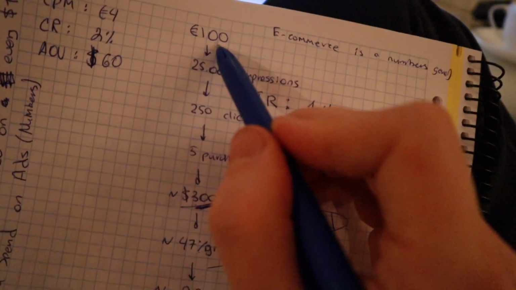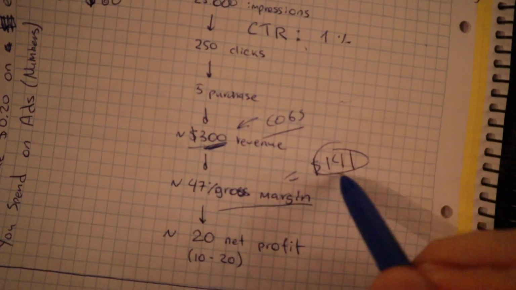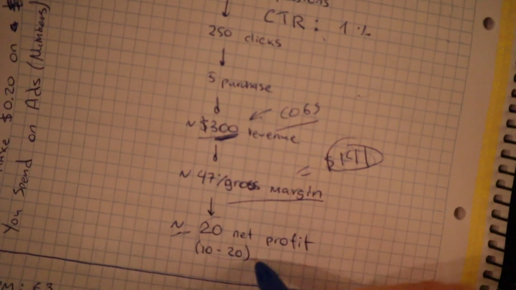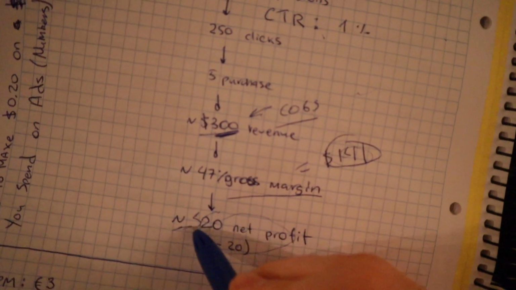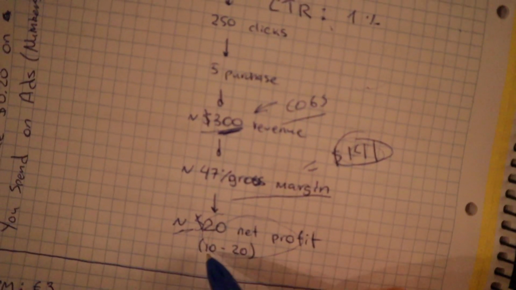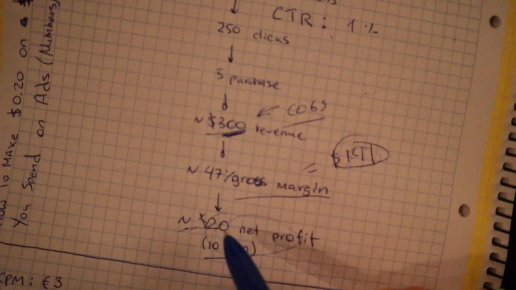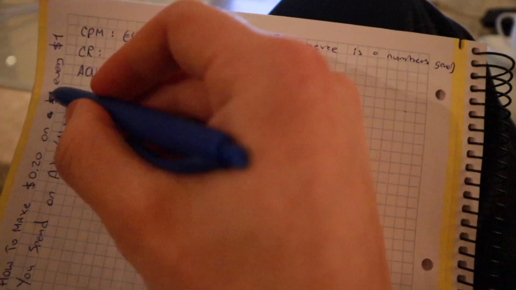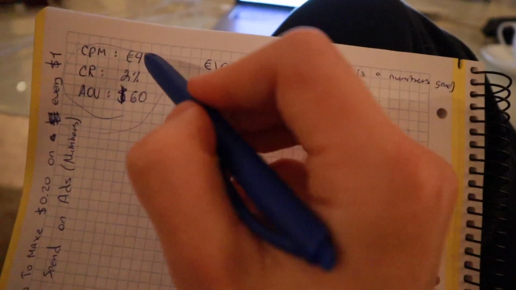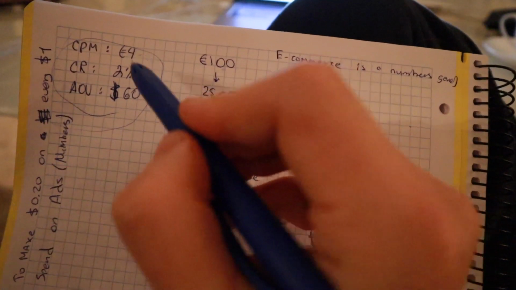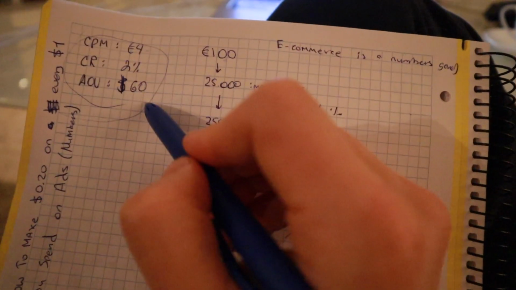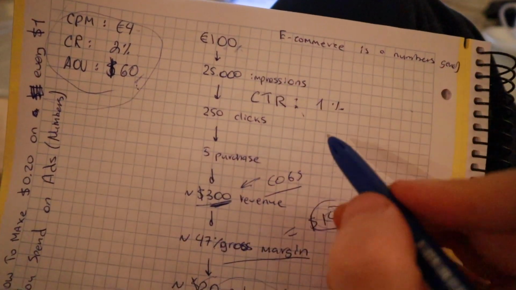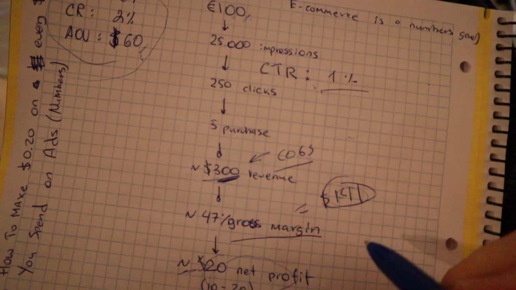So 100 euros minus $141 equals roughly 20 in net profit, right? Or whatever, $20 in net profit. I put 10 to 20 because this can fluctuate, right? So roughly, if I'm getting all of these numbers right here, if I'm getting a 4 euro CPM, if I'm getting a 2% conversion rate, if I'm getting an average order value of $60, if I'm spending 100 on ads, if I'm getting a 1% click-through rate, right?